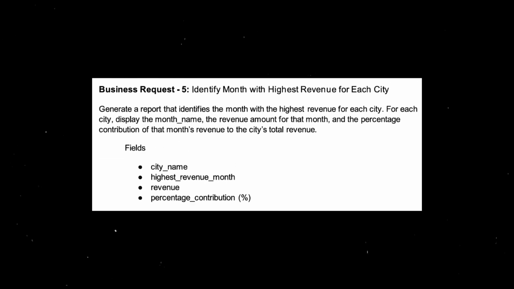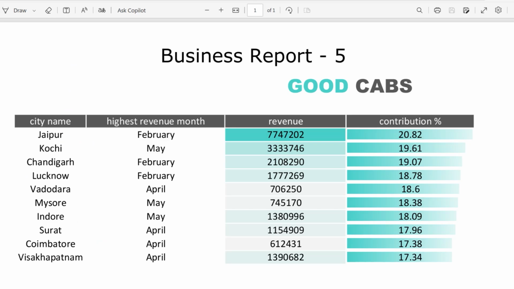Business request 5: Identify month with highest revenue for each city. My task here is to generate a report that finds the month with the highest revenue for each city. This is the query and this is the report.